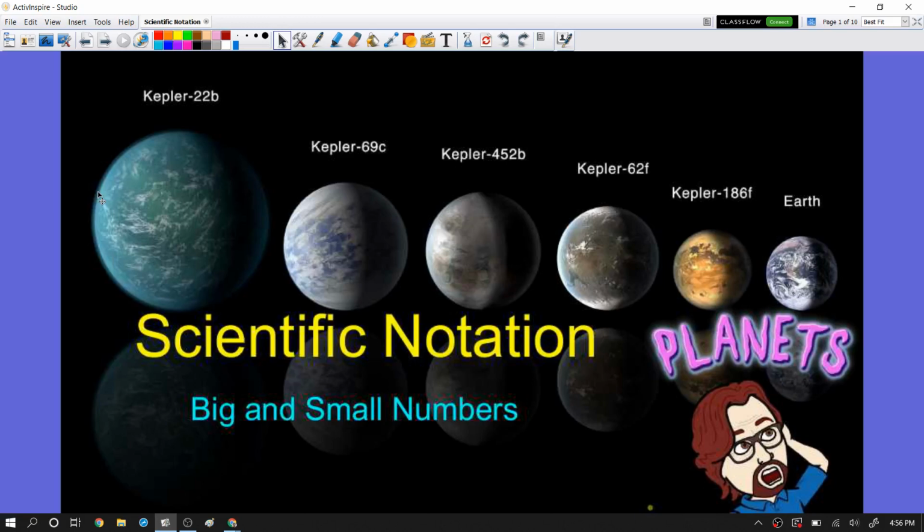All right, scientific notation, big and small numbers. Well, what is a big number? That's kind of relative to what you think big numbers are in comparison to small numbers. And really, it's an argument that's fairly arbitrary, because we could say that Earth is big, but it's really actually not, as you can see in the comparison of these other planets.